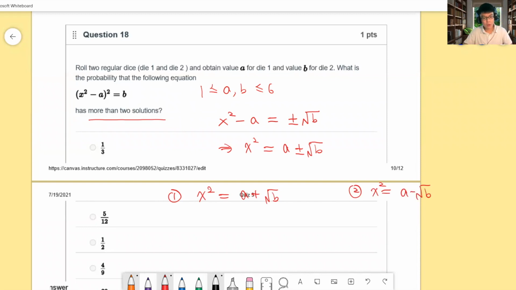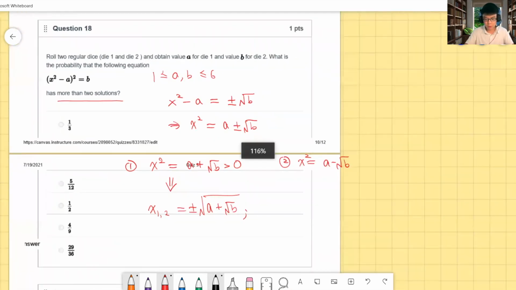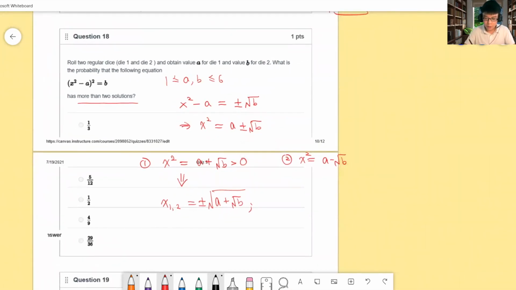So we need more than 2 solutions. That means we need at least 3 solutions. From the first part, we always have 2 solutions because A plus root B is always positive. So x1 or x2 equals plus or minus root of A plus root B. This always exists. Now let's consider the second case.